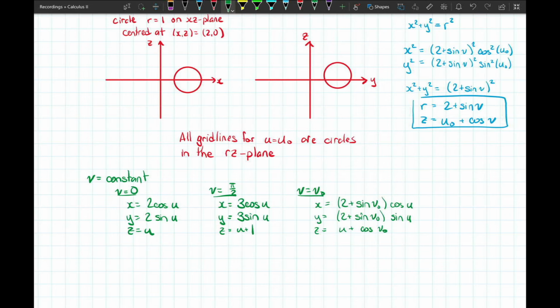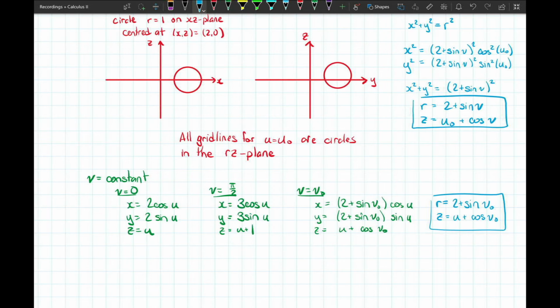It may also help to try to convert that into cylindrical coordinates. You can see in cylindrical coordinates, r would equal 2 plus sine v naught. That's just a constant. So these curves always have a fixed radius away from the z-axis, and z equals u plus cosine v. Well, that means that z is going to be increasing, and that gives us a helix.